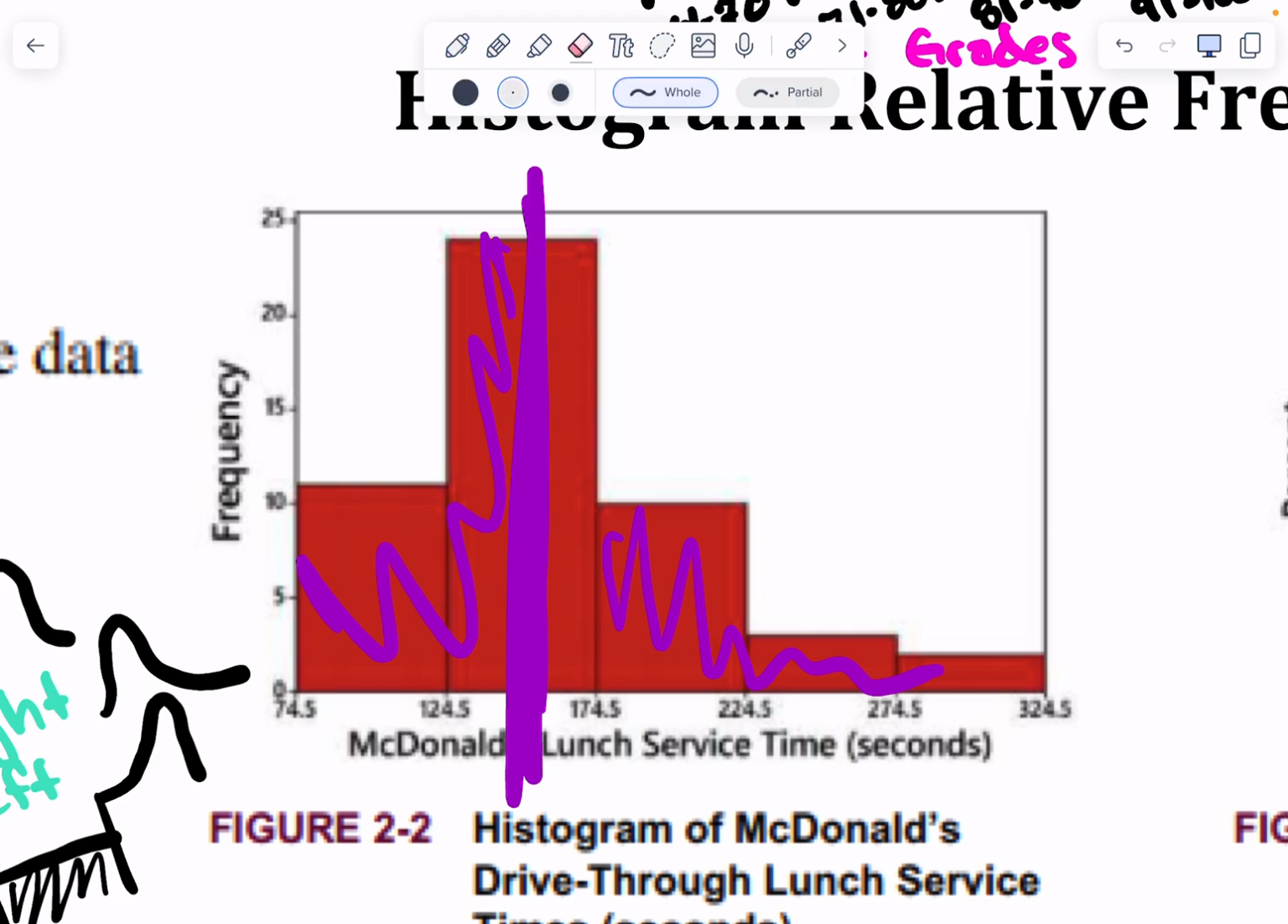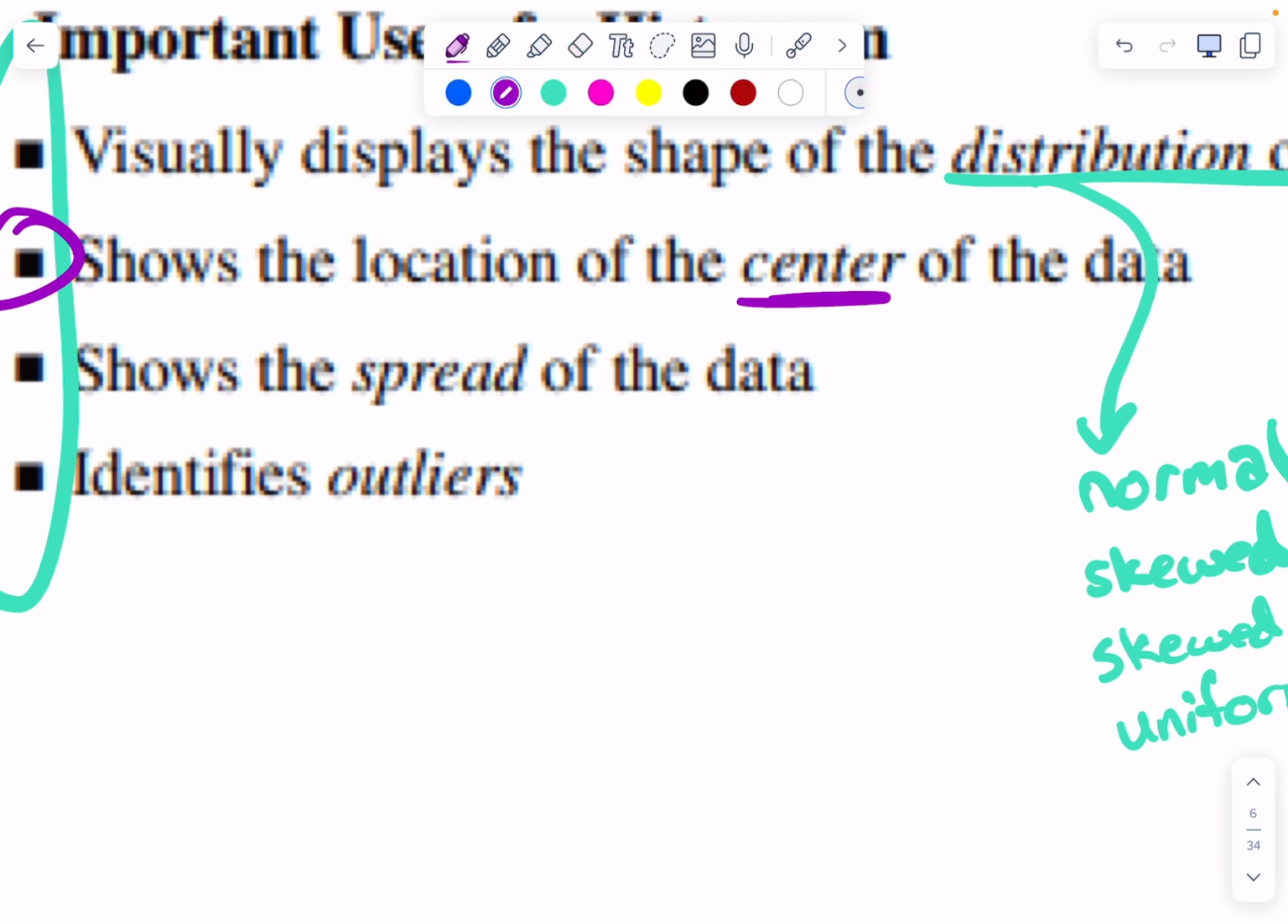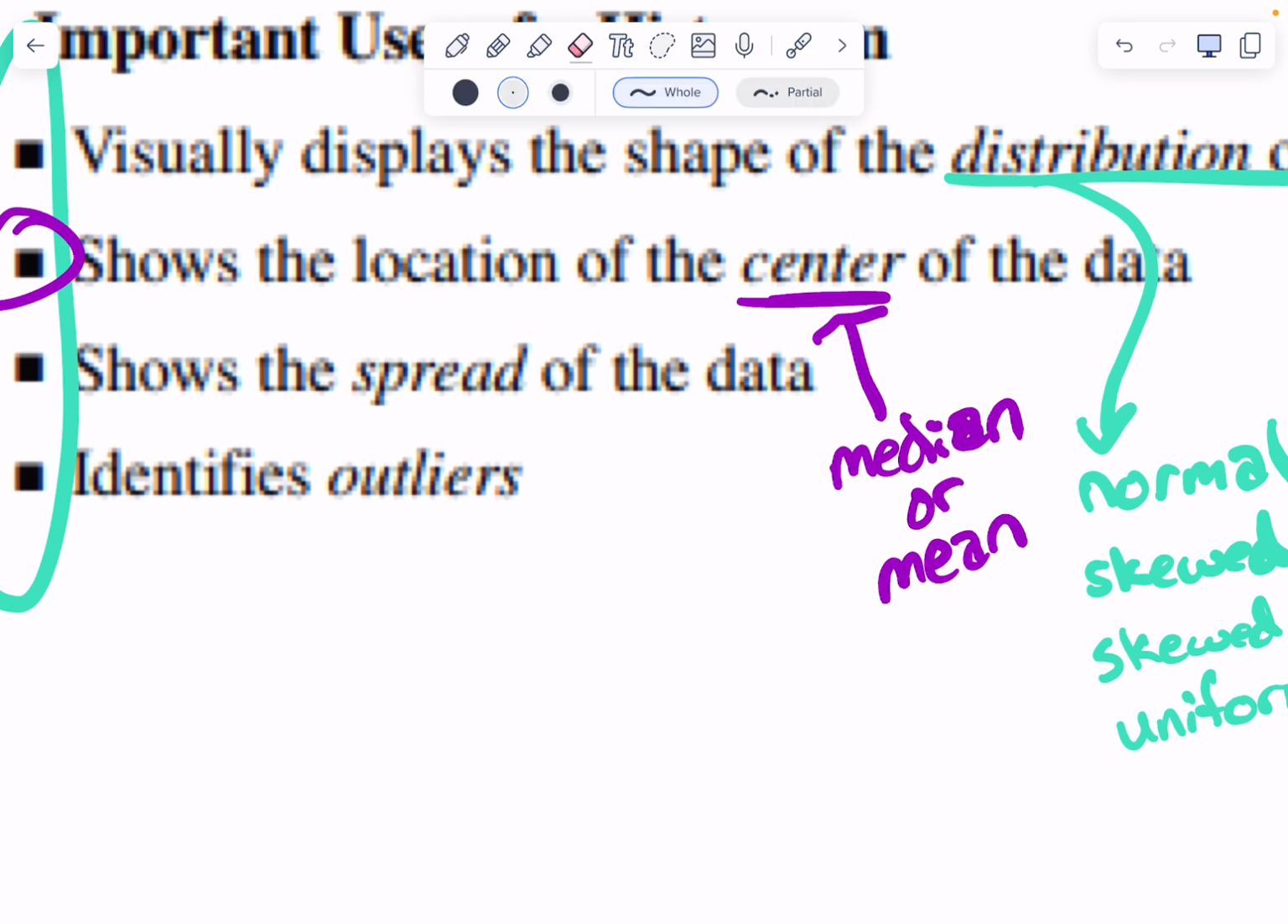Now, center could mean, write this down, your median, which is your middle number, or your mean, which is your average number. And we'll talk about the difference between the two. A lot of times when they say center of data, they could mean either one of those. They don't mean the same thing. Mean is not the same thing as median, but a lot of times they'll say center of data, and you can pick and choose which one you're going to use, the median or the mean.